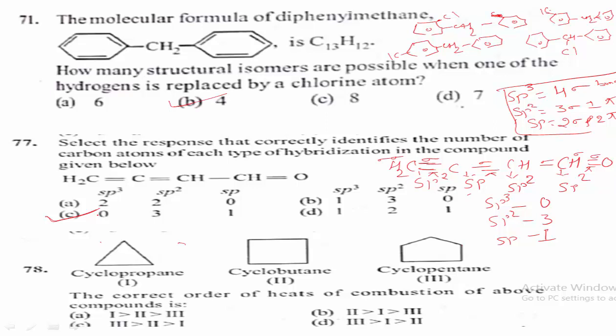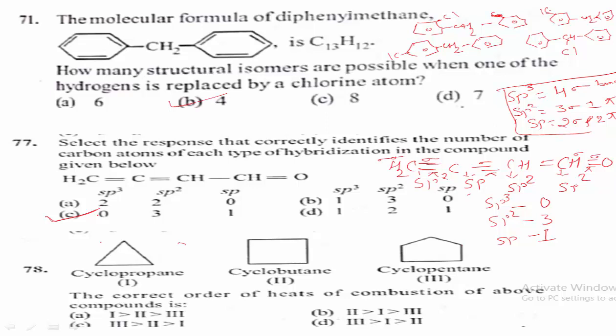Structures are given here: cyclopropane, cyclobutane and cyclopentane. Numbers are also given: 1, 2, 3. The correct order of heat of combustion of the above compounds. Okay, which one has higher heat of combustion? Arrange in the increasing order. Okay, students, you know one concept.